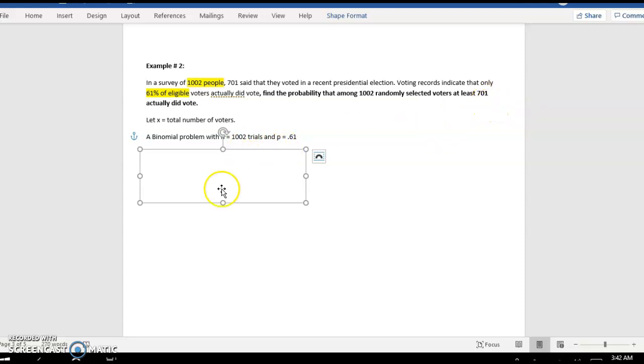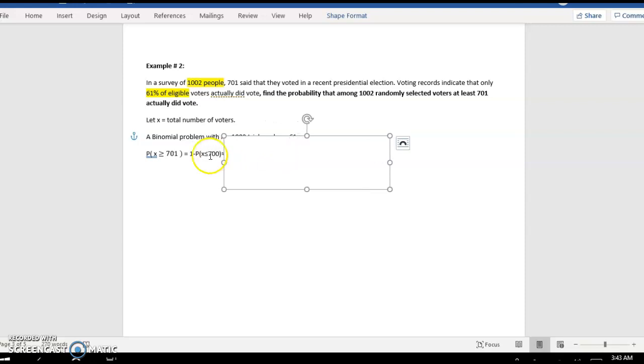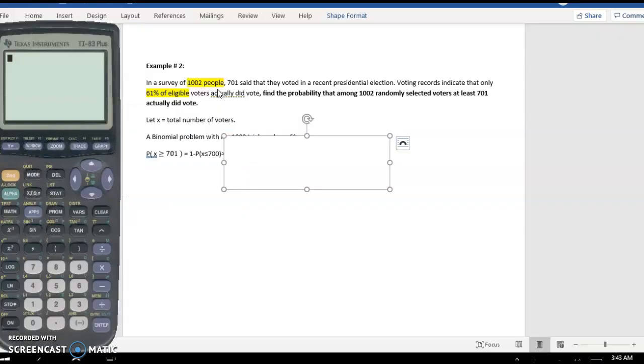To evaluate at least 701, you're basically doing the following. This is the probability of x greater than or equal to 701. They're not asking for the normal approximation, so as you evaluate the actual binomial, you have to change it to the complement. Remember that x greater than or equal to 701 in terms of the complement is 1 minus the probability of x less than or equal to 700, because the random variable happens to be discrete.